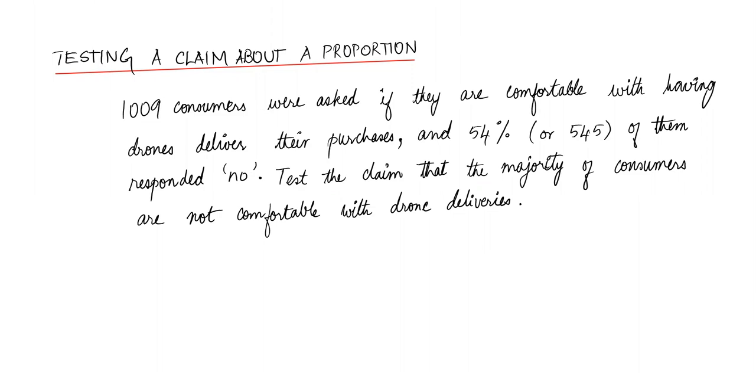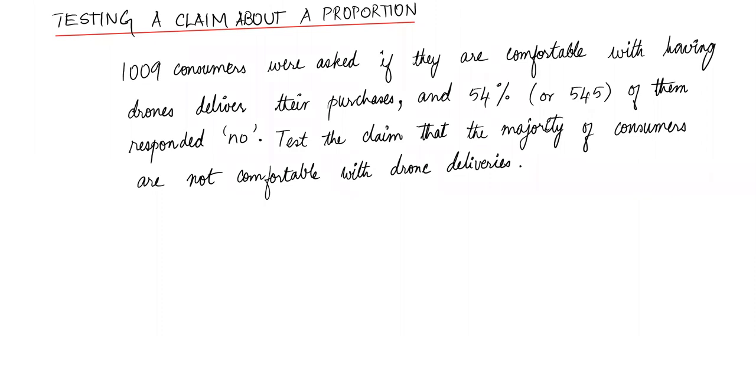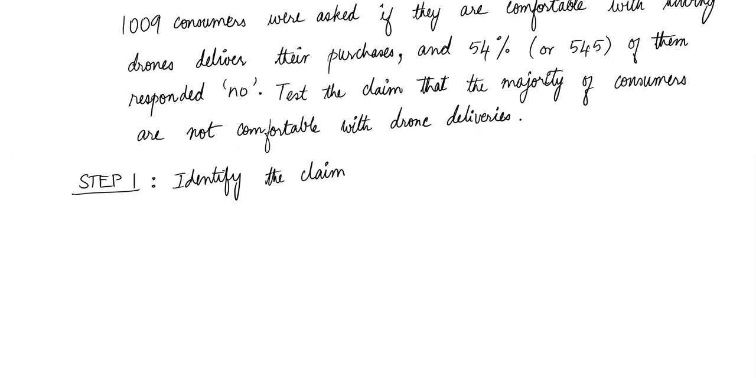Okay. So we'll start with step 1. I will save all the explanation because we already took care of that, so we'll go straight into these steps. Step 1 was about identifying the claim. Identify the claim. And the claim was: majority of consumers are not comfortable with drone delivery.